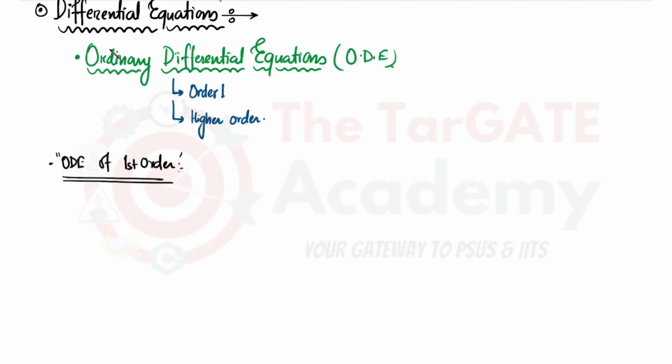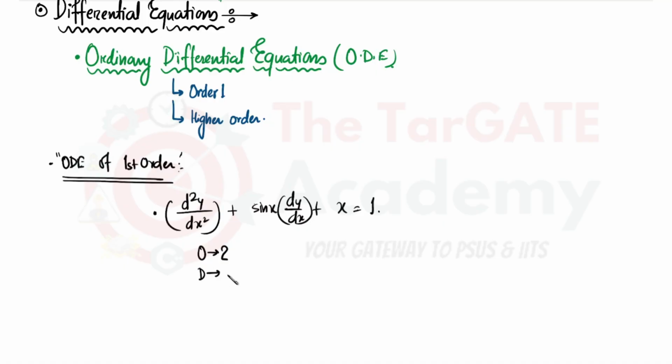Okay. So if I write d2y by dx square plus, suppose we write sin x dy by dx plus x is equal to 1, something like this, if I am making a differential equation, then in this case what is the order, all of you? 2. And degree? No, the degree is 1.